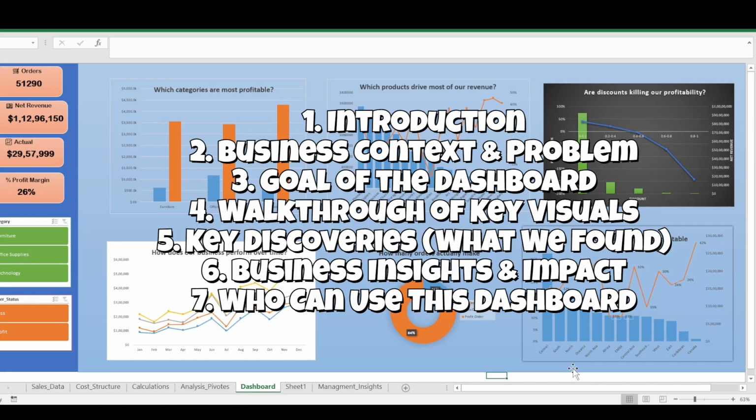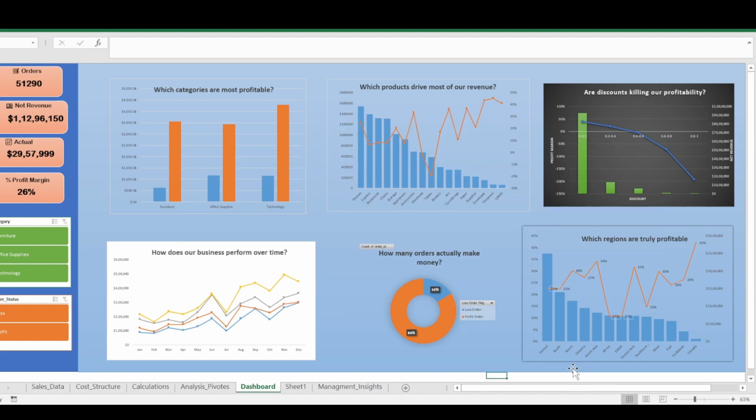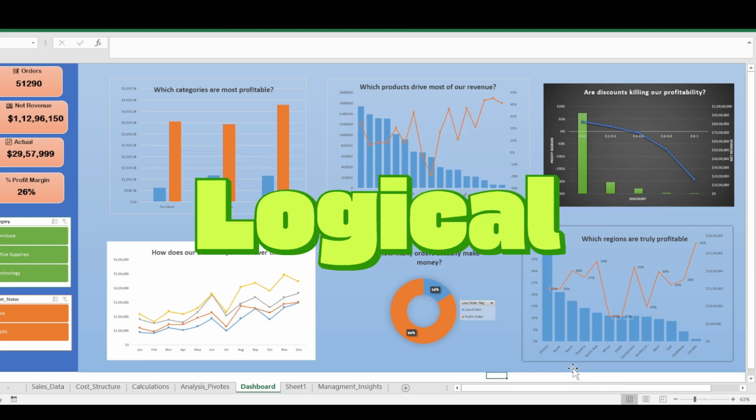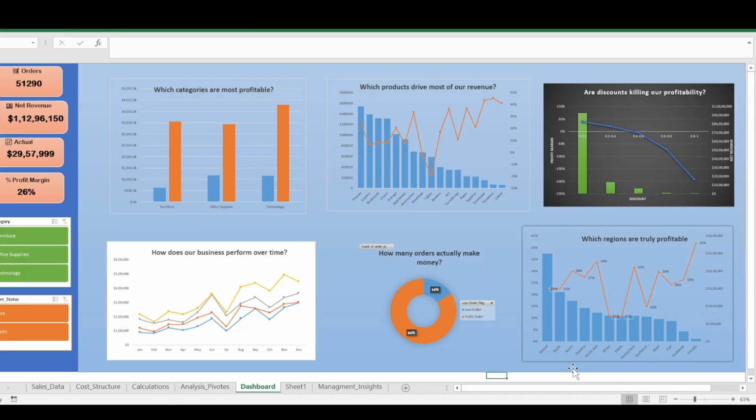Fifth step is we explain what we discovered from these insights, and finally we explain how this helps the business take better decisions. When you follow these steps, your explanation becomes clear, logical, and easy to understand, even if your English is simple. Now, I will apply this exact structure to my Excel dashboard and explain it step by step.